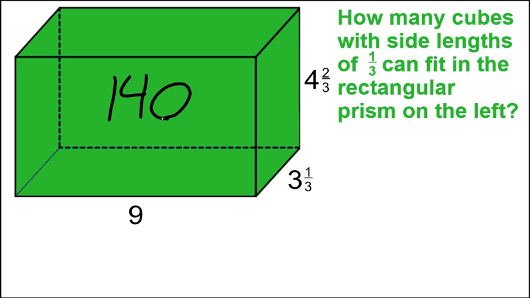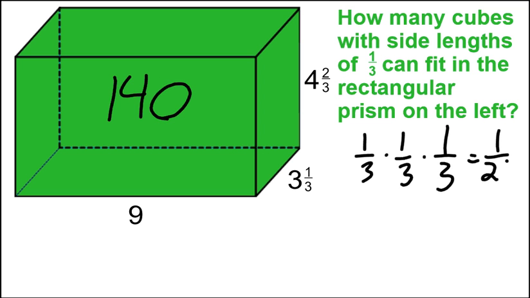The next step is our cube. Whatever it says the side length is, you have to multiply the length, width, and height, which all are the same on a cube. So we've got 1/3 times 1/3 times 1/3. That is 1/27. Fractions, straight across top, straight across bottom.